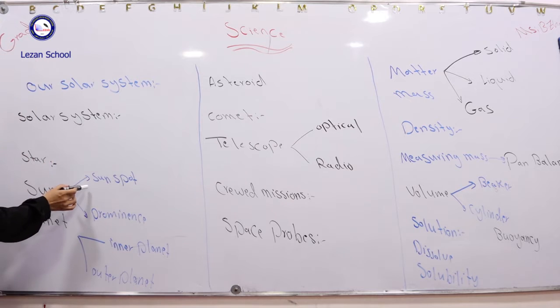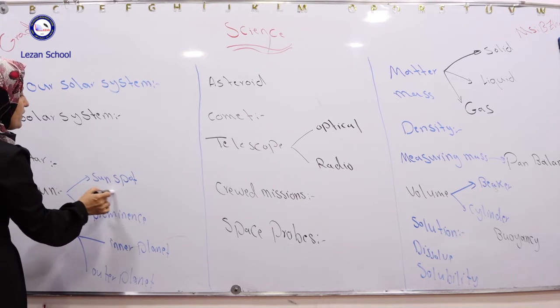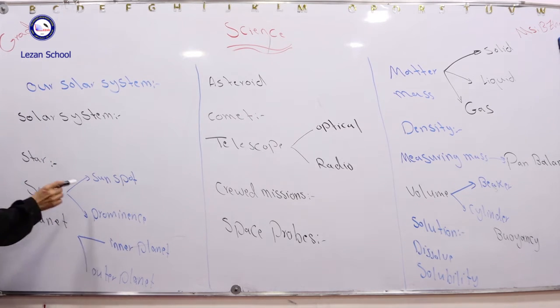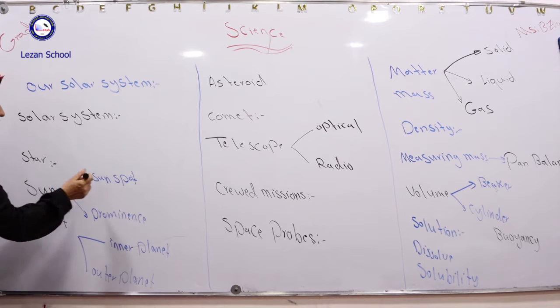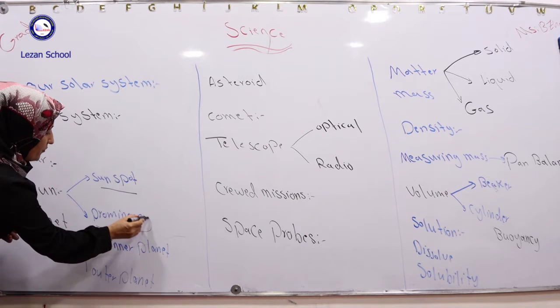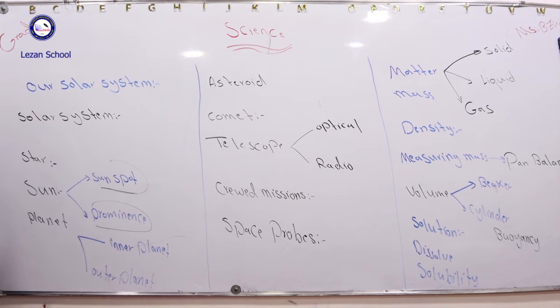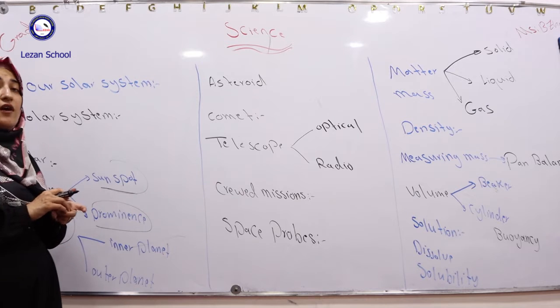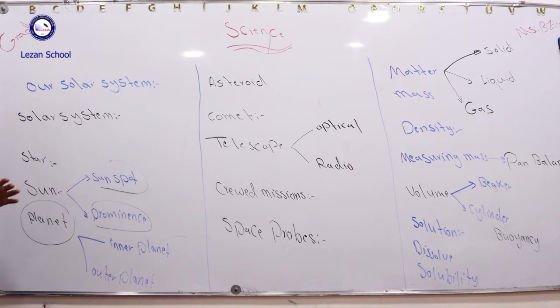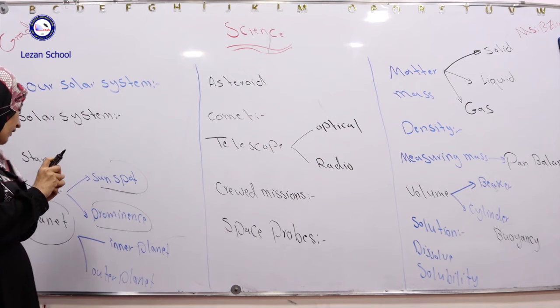Okay, we have two places on the sun's surface: sunspot and prominence. And we have planet. Planet is a large object that moves around the sun.